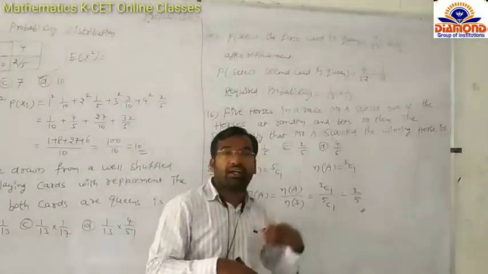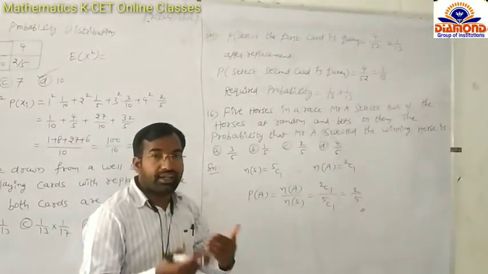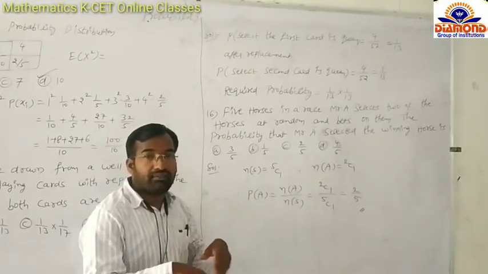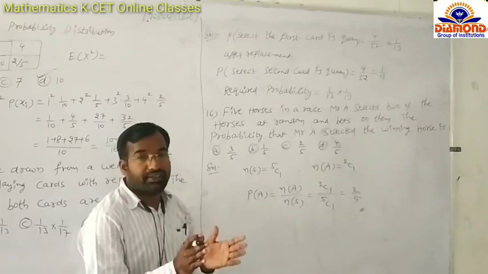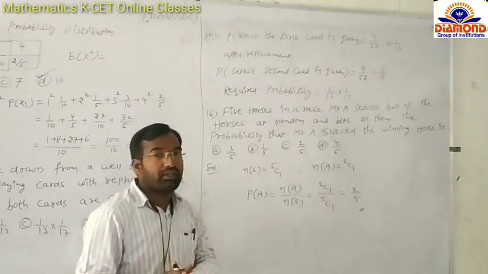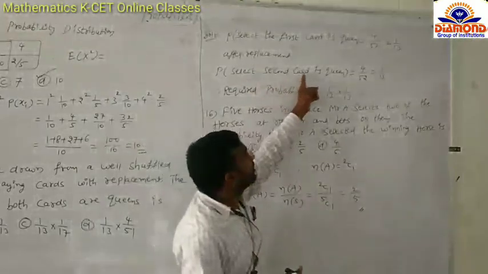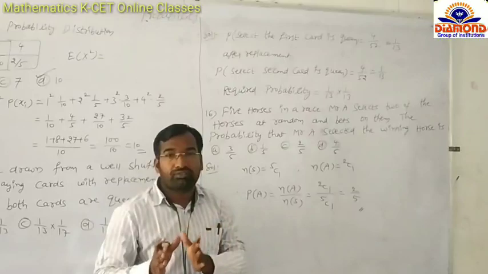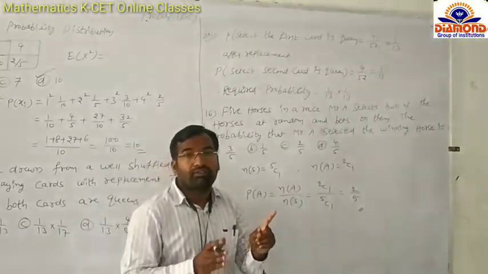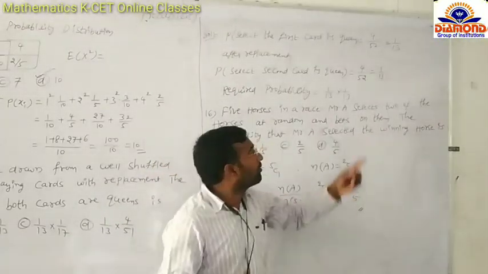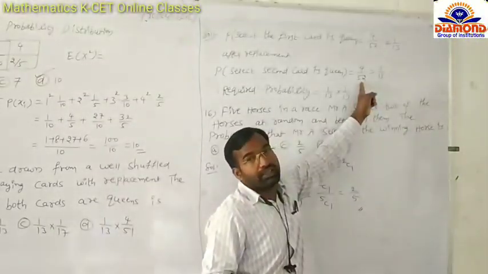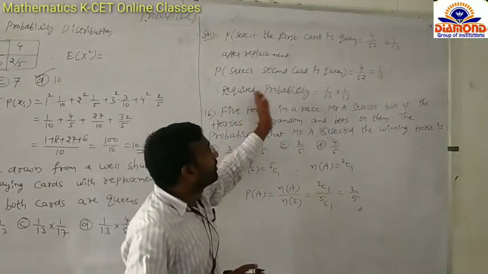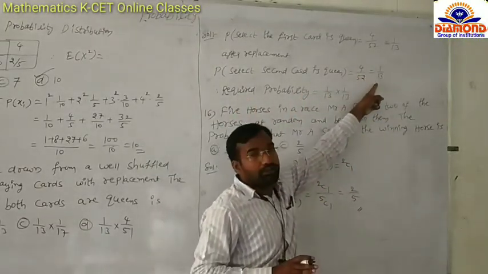Next, after replacement, 1 queen card is drawn already, so again 1 queen card is added to the pack. At that time you have 52 cards only because replacement is allowed. 1 card is done and again 1 card is added to the pack, so the total number of cards is 52 only. To select the second queen, you have 4 cards only, no change at all. From the 4 queen cards you select 1 card, 4C1 is 4, by total number of cards 52, so equal to 1 by 13. Now what is the required probability? First probability 1 by 13, second probability also 1 by 13.